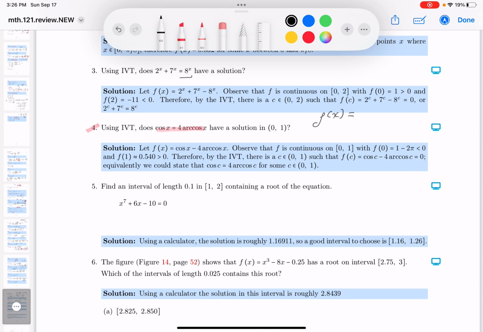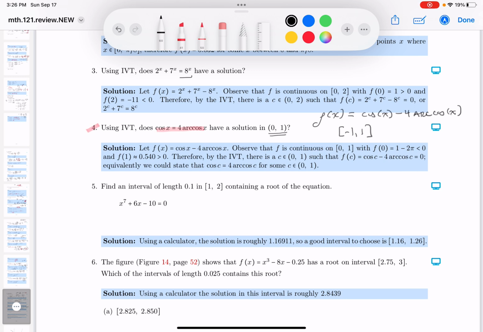And I'm going to say cosine of x, let's see, minus 4 arc cosine of x. Now, I need to understand what the x is, but the bottom line is they say, is there a solution between 0 and 1? All right? So I'm going to pick the interval to be 0 to 1. But the bottom line is the arc cosine is between minus 1 and 1. So certainly I could pick the interval minus 1 to 1. Let me do that.